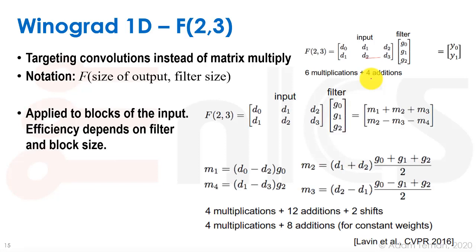What we're going to do is apply this to blocks of the input, and we're going to instead write M1 plus M2 plus M3 as Y0 and M2 minus M3 minus M4 as Y1, and here are the expressions for M1 through M4. If we see that, it's 4 multiplications, 12 additions, and 2 shifts, and even less for a constant weight. So we were able to save quite a bit here.